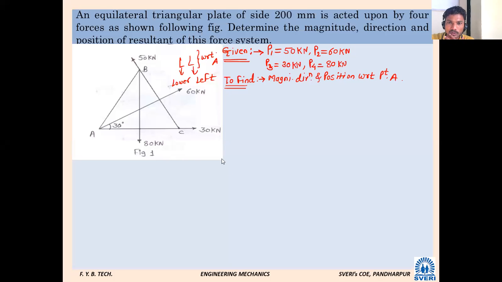Certain forces are given, and we are supposed to go for calculation, finding of magnitude, direction, and we are interested to locate the position of resultant. But where, with respect to what point? It is mentioned in this.